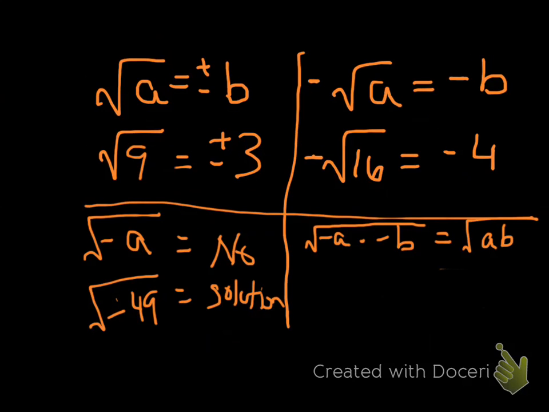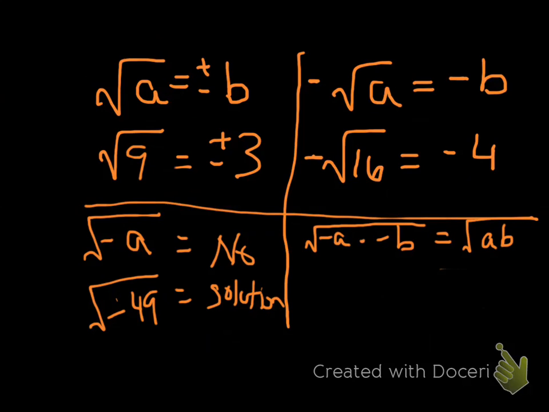Now this is just a review of what we just covered in that last slide. The square root of A would be positive or minus B. So for example, the square root of 9 would be positive or negative 3. The negative square root of A equals negative B, so the negative square root of 16 would equal negative 4. The square root of negative A has no solution, so like the square root of negative 49 has no solution.